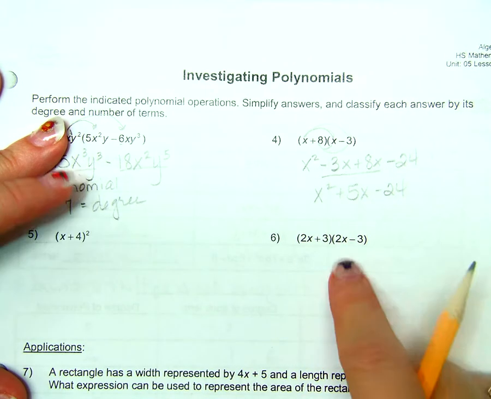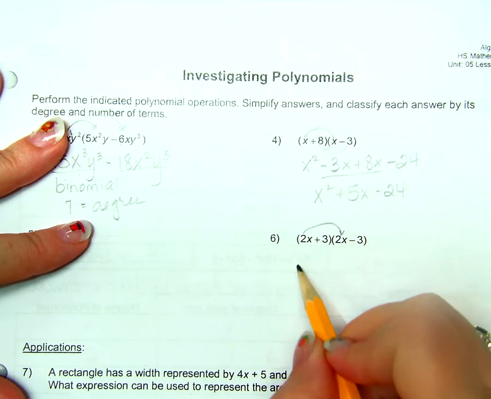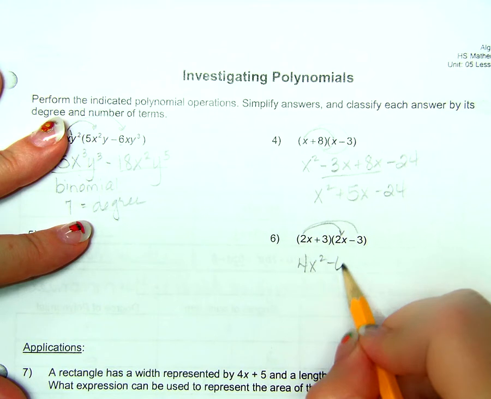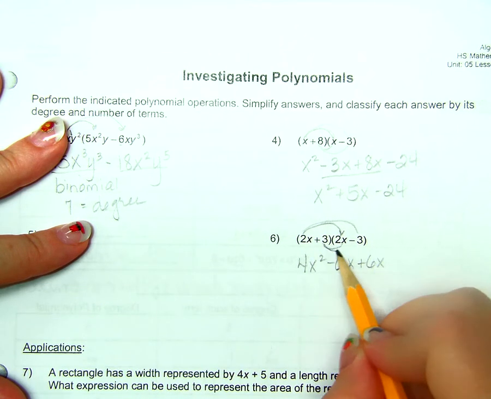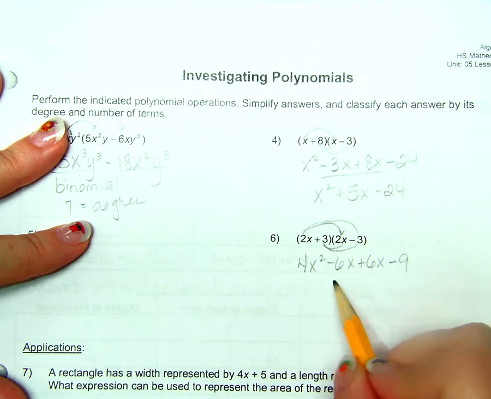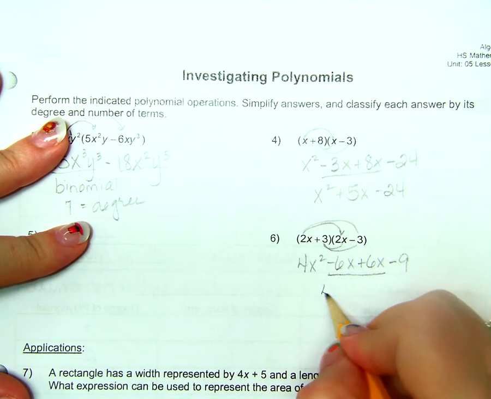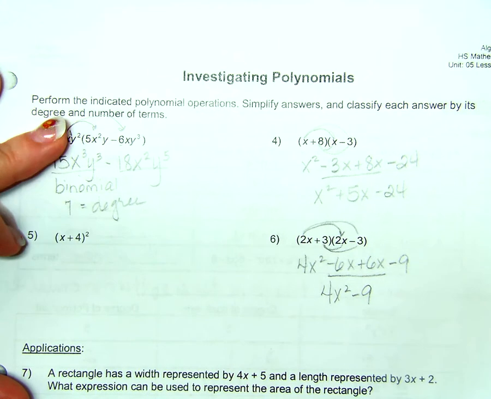Okay, I'm going to do number 6 real quick before we talk about number 5. Okay, again, same kind of deal. 4x squared minus 6x plus 6x minus 9. Now notice what happens with these two like terms right here. If I have a negative 6x and a positive 6x, that goes to 0. Okay, so all we're left with is 4x squared minus 9. Okay?